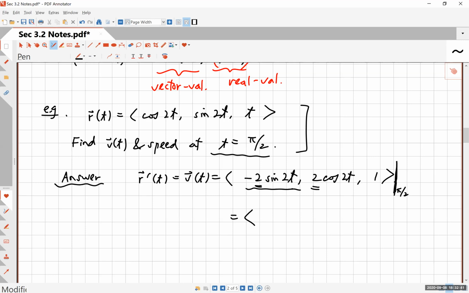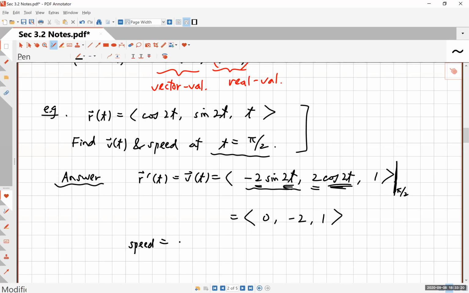Okay, so what's pi over 2? When you plug in pi over 2 here, it's sine of pi, which is 0, times -2. That's 0. And then 2 times the cosine of pi, that's -2, isn't it? Because cosine of 2 times pi over 2, which is cosine of pi, is -1. So, all right, this is the velocity vector of this motion described by r of t at t equal to pi over 2, which is like 1.58 or something.